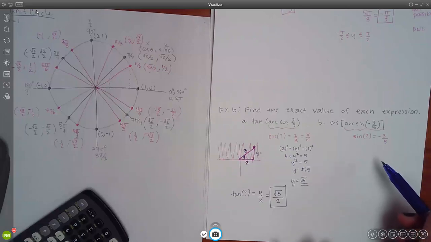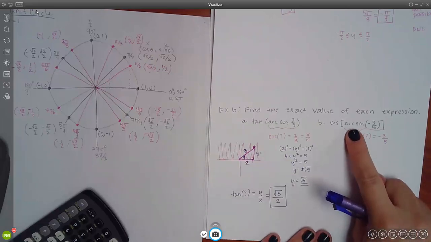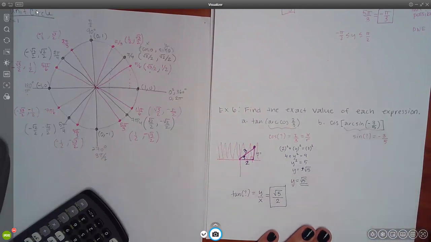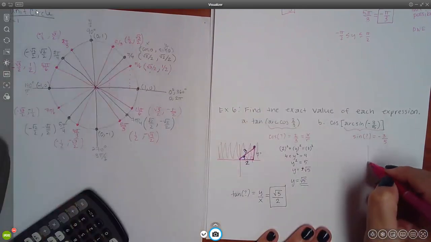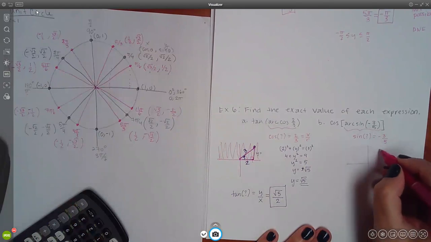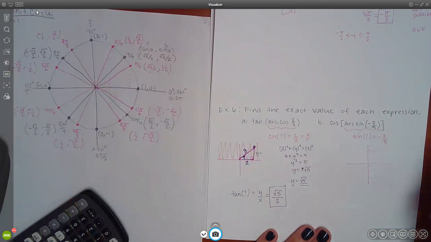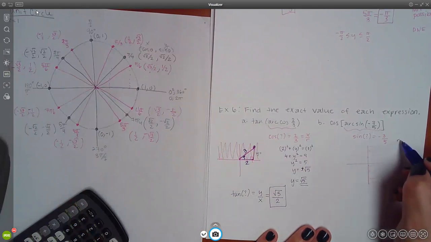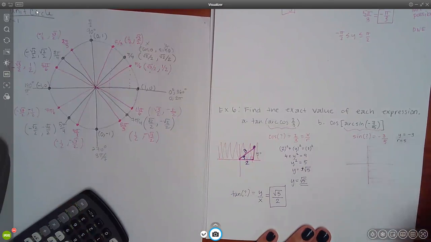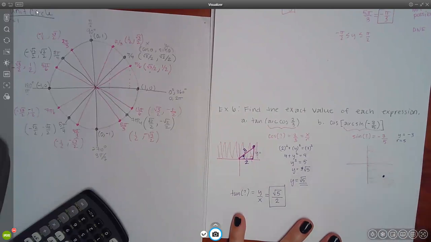So now this one I can do the same way. But now we're talking about arcsine. Where does arcsine live? 1 and 4. It's over here, right? So we know that the r has to be that positive 5. So then we know that this y has to be the negative. So then which quadrant am I going to put my dot? Am I putting it in quadrant 1 or am I putting it in quadrant 4? In 4, down here, right?